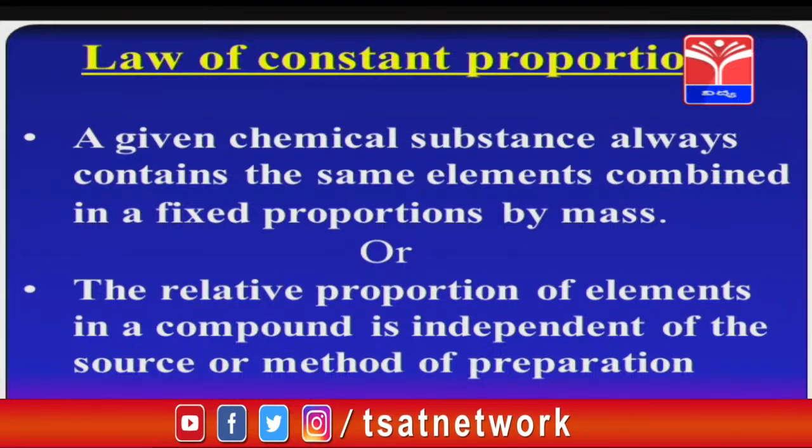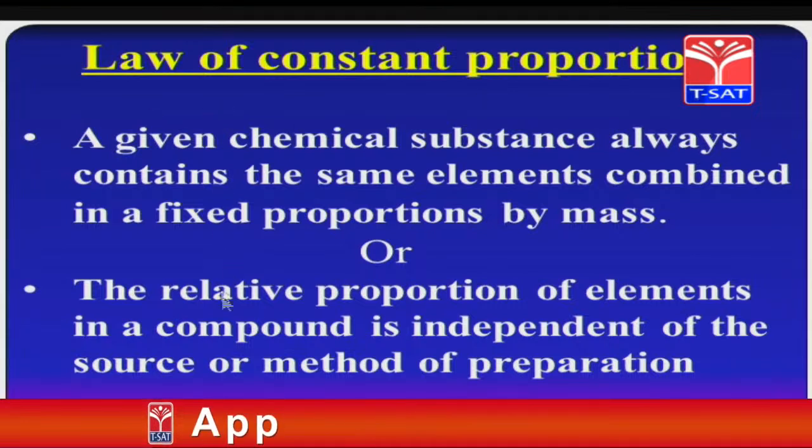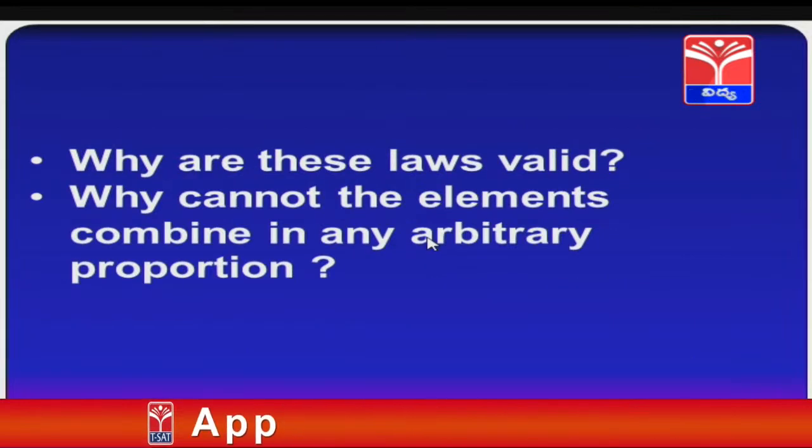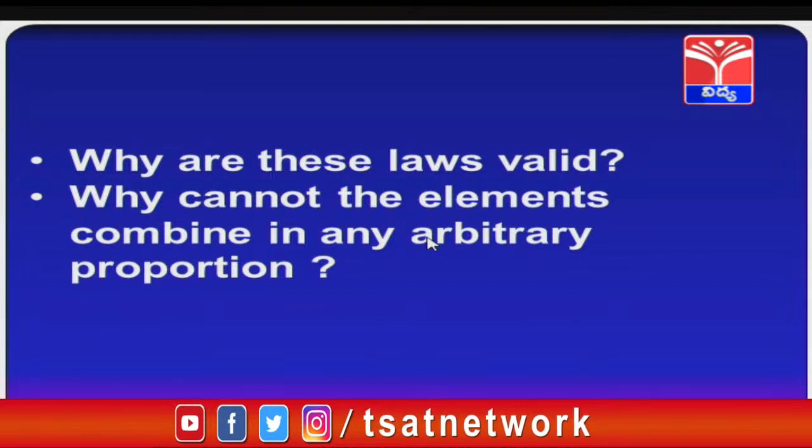So, the relative proportion of elements in a compound is independent of the source or the method of preparation. A given chemical substance always contains the same elements combined in fixed proportions by mass. Children, why are these laws valid? Why do we need these laws actually? Why cannot the elements combine in any arbitrary proportions? Why should they combine in fixed proportions?